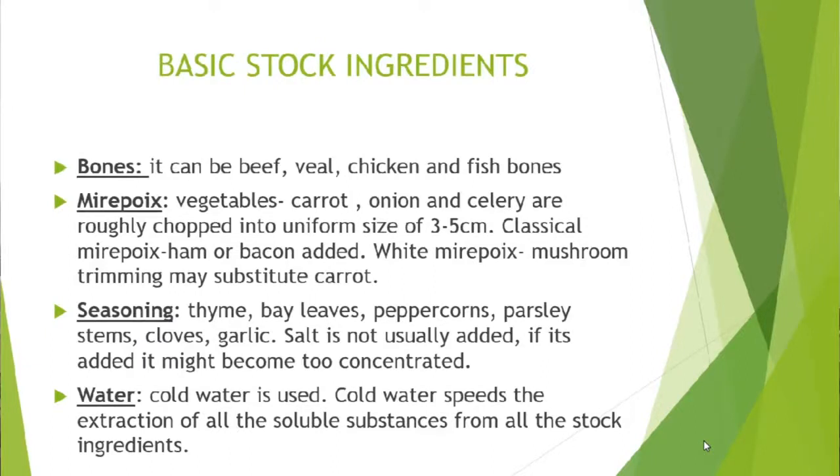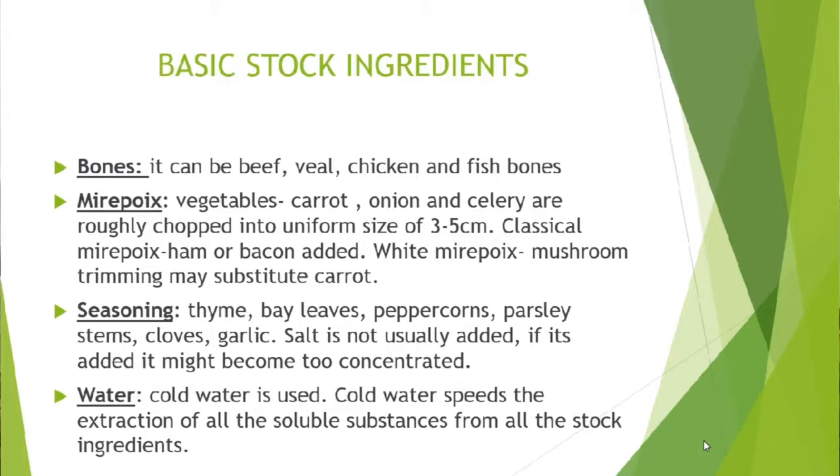Number one, the bones. Number two, the mirepoix, then the seasoning, as well as water. Those are the basic stock ingredients. The bones can be beef bones. Number two, it can be veal bones. Number three, it can be chicken bones as well as fish bones. That is ingredient number one.